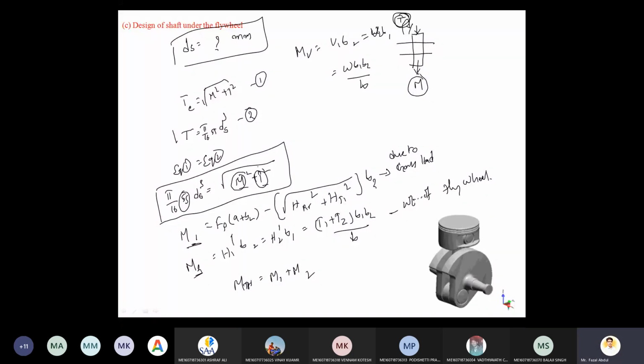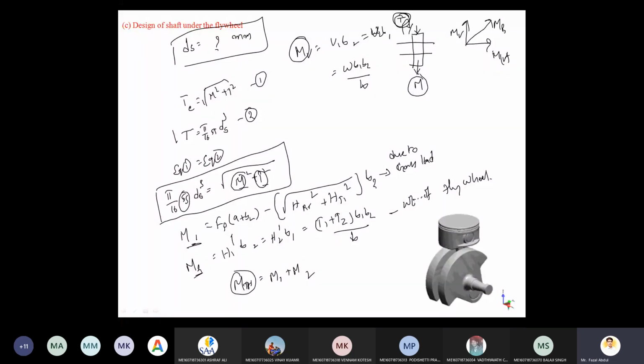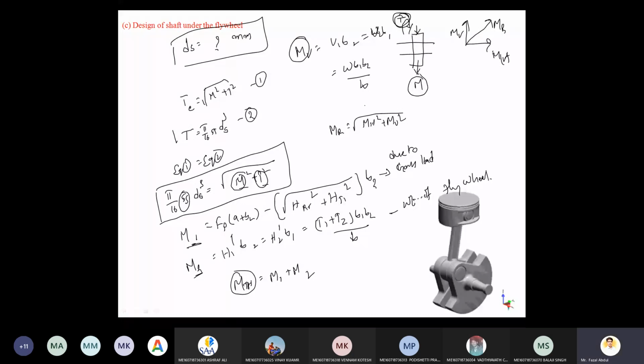And see here, horizontal is one component, vertical is one component. Horizontal force and vertical force, so two different components are there. We need one resultant bending moment. We can find it like this: square root of mh square plus mv square. This is the resultant bending moment, not radial.